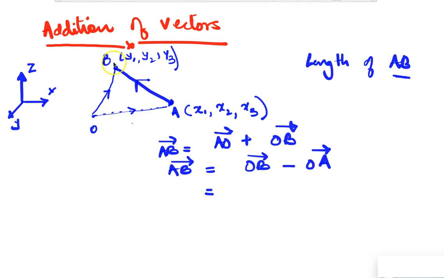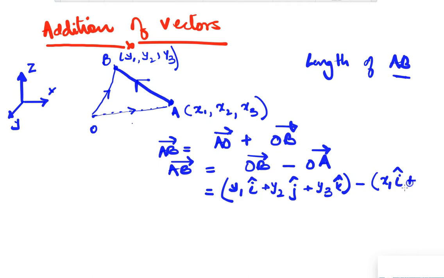Now B vector in this plane can be written as y1 i hat plus y2 j hat plus y3 k hat, minus x1 i hat plus x2 j hat plus x3 k hat. Now both y1 and x1 are in the direction of x, so they are parallel vectors, so we can simply bring that together.